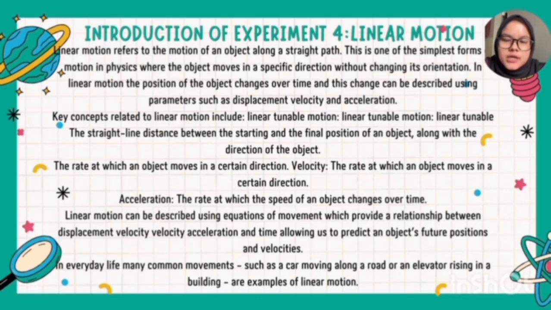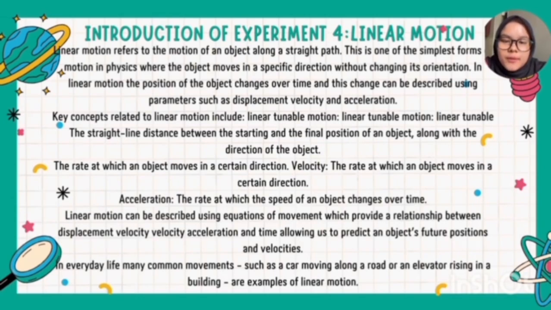Okay, so the introduction to the experiment: linear motion is the movement of an object in a straight line. It is one of the simplest types of motion, where an object moves in a specific direction without changing its orientation. Key concepts in linear motion include displacement, the straight line distance between an object's starting and final position considering direction, while velocity is the rate at which an object moves in a specific direction. Acceleration is the rate at which an object's speed changes over time.